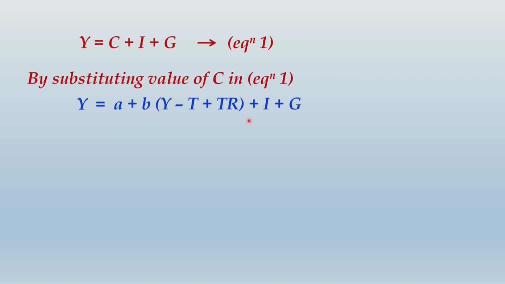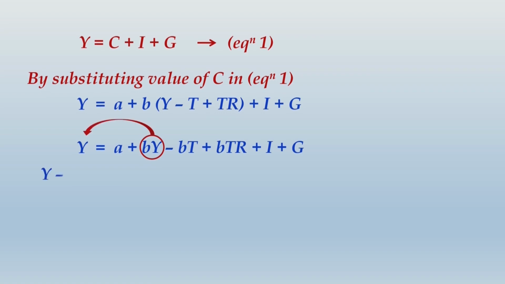The YD is basically the disposable income. But how do we determine YD over here? It is Y minus T plus TR. So now when I am going to open this bracket, B gets multiplied to all the terms. BY, I shift to the left hand side and I get Y minus BY equals A minus B into T plus B into TR plus I plus G.